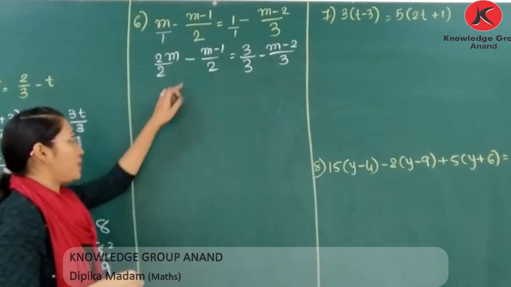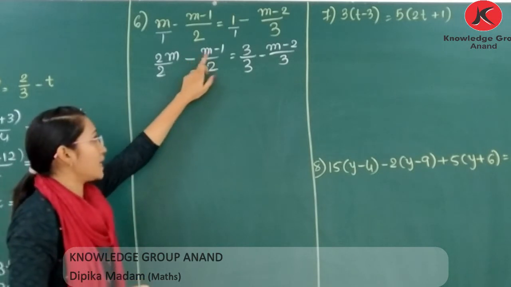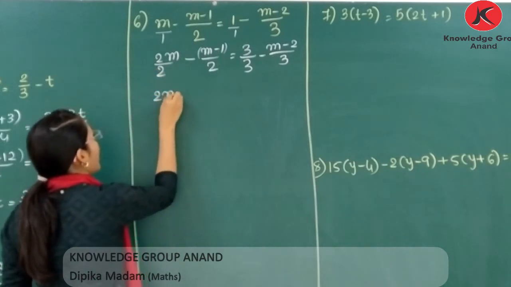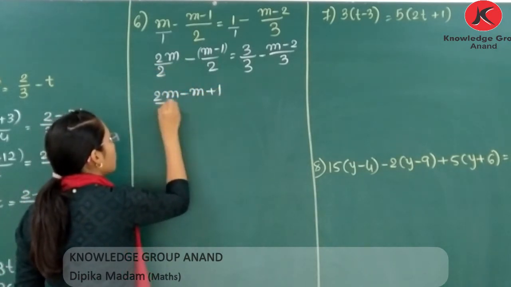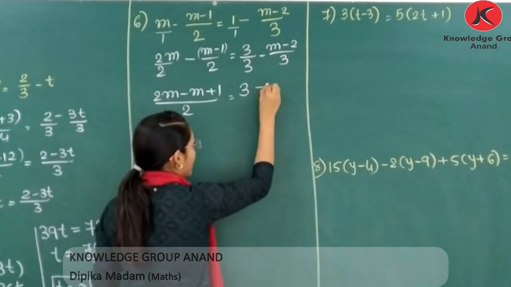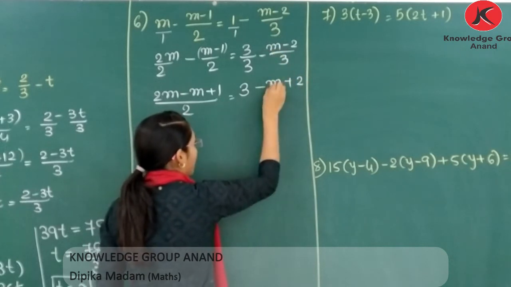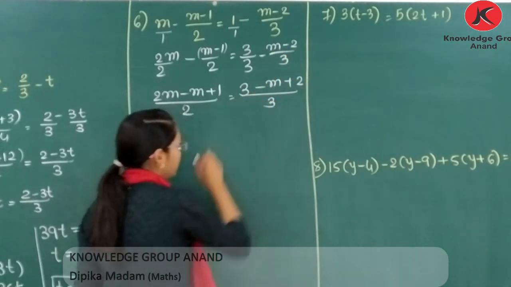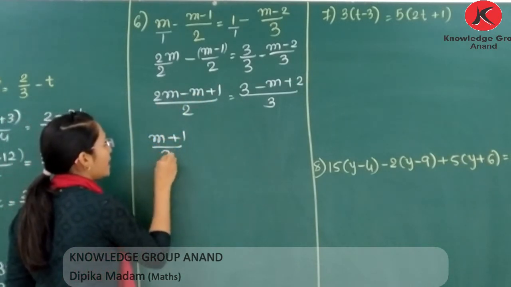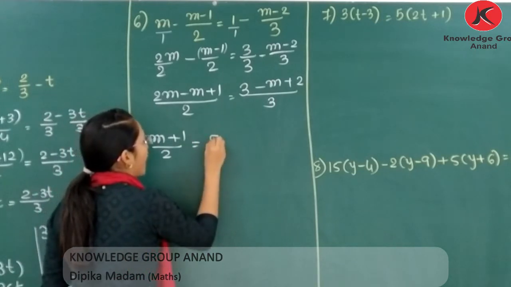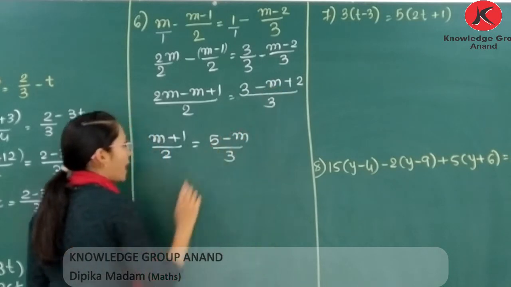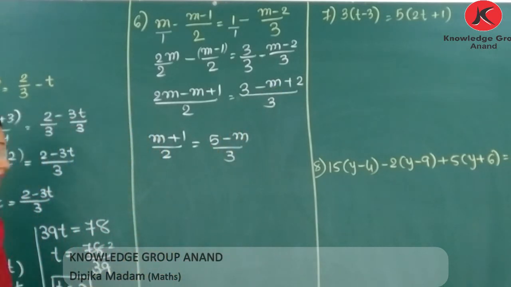As we performed in the previous example, you need to apply this negative sign to the bracket. You can consider here it is a bracket. So it is (2m minus m plus 1) whole divided by 2. The negative sign is applied to the bracket, so m becomes minus and 2 becomes plus, whole divided by 3. Now 2m minus m is m plus 1 divided by 2 is equal to 5 minus m divided by 3. 3 plus 2 is 5, minus m as it is. Here you need to add the like terms.